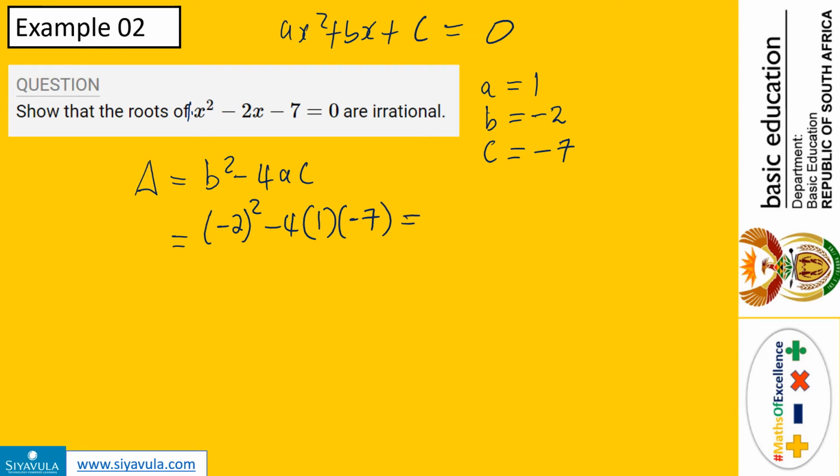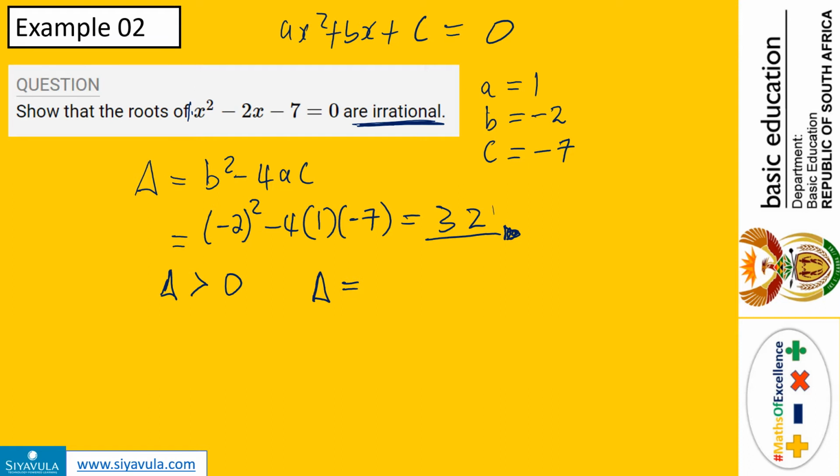I'll just quickly use my calculator to calculate the value of this expression. With my calculator, I'm getting an answer of 32. So I can see my delta is greater than 0, right? So we can see the roots are real, but the equation says they are irrational, right? So we can see that delta is equal to 32.